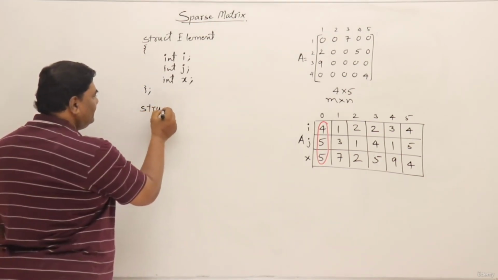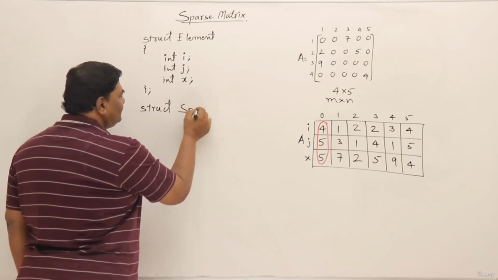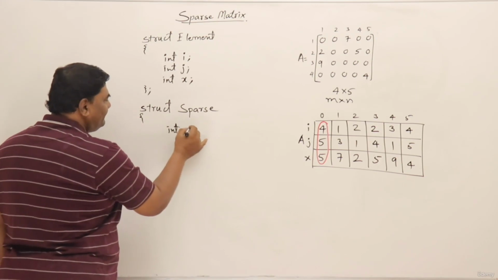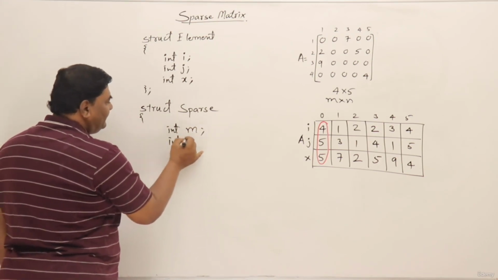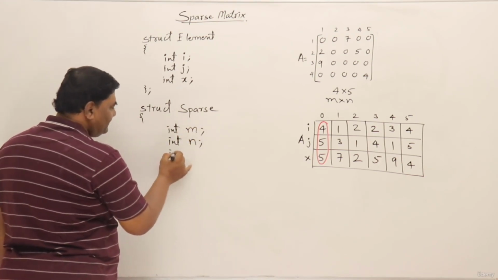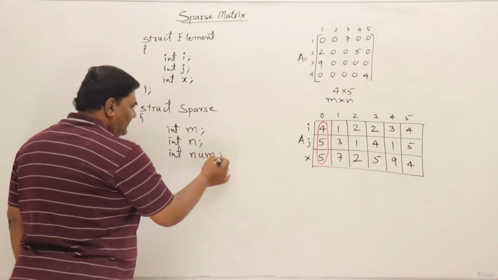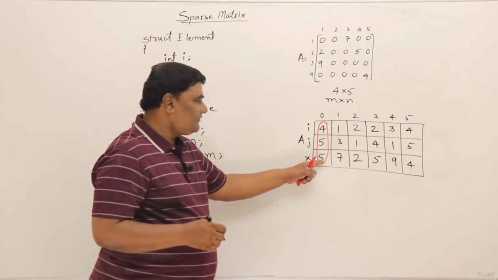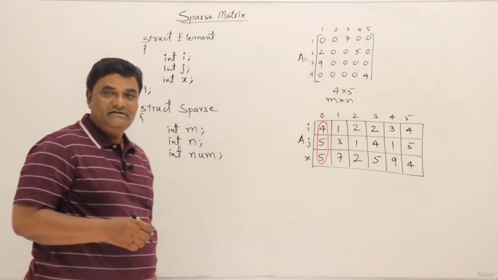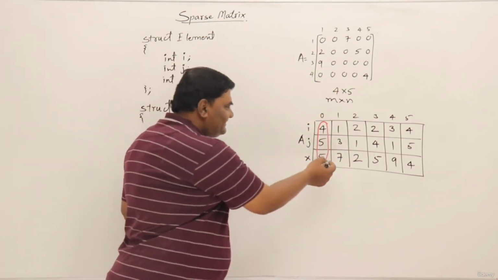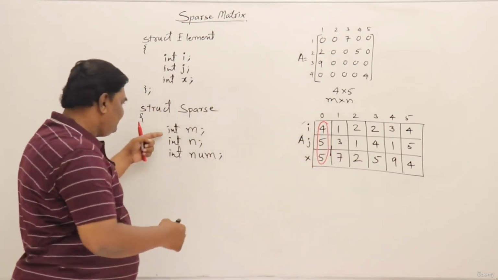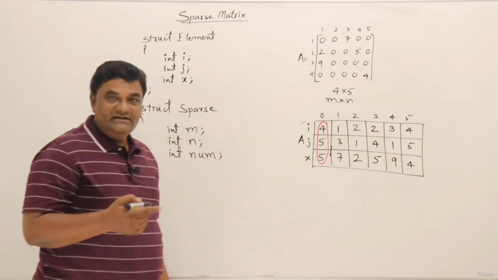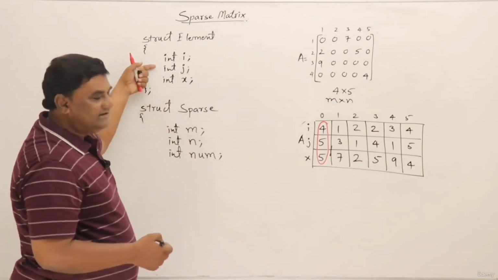Struct sparse. This is having M for number of rows, N for number of columns. Let us call it num for number of non-zero elements. That is this one, number of non-zero elements. Total 5 non-zero elements are there. So these three things are defined here by these three variables. Then the rest of the elements we can define as an array of these elements.